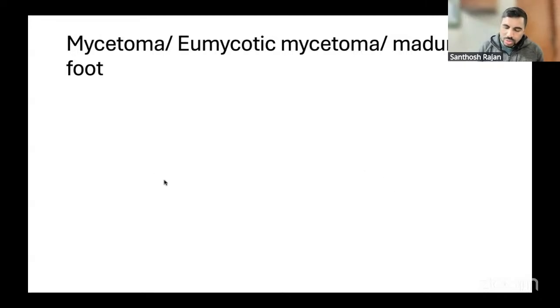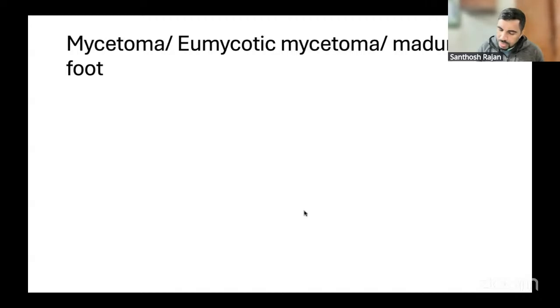Bacteria usually causing it are Actinomyces or Nocardia. Very common are these two. Whereas for fungi, you have Madurella species, Fusarium, Acremonium. These are some species which cause mycetoma. Now, the classic thing is that in the actinomycetoma there will be multiple sinuses.